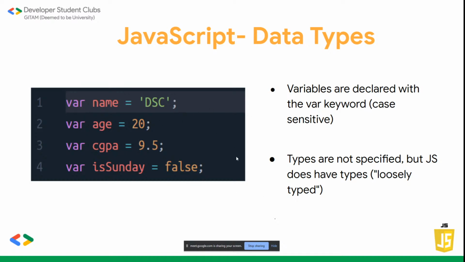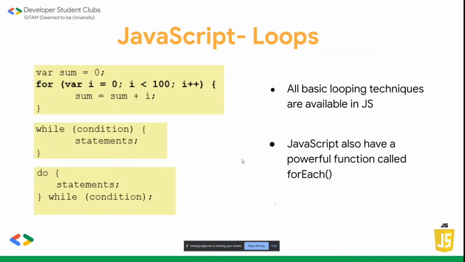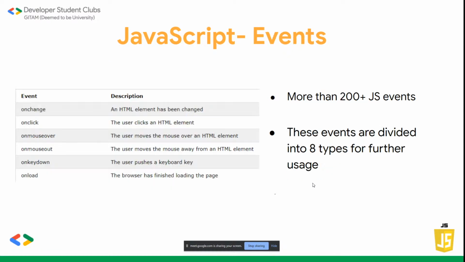We'll get into the practical parts of this, but for now you can just understand that this is the syntax for declaring a variable. So var name DSC, var age 20, CGPA 9.5, and a boolean value. Okay. And loops are the same as in all other programming languages. We have for loop, while loop, do while loop. In JavaScript, we have another function called forEach, which is a more powerful function, which will help us traverse an array. We'll see in practical how we are going to use this forEach.